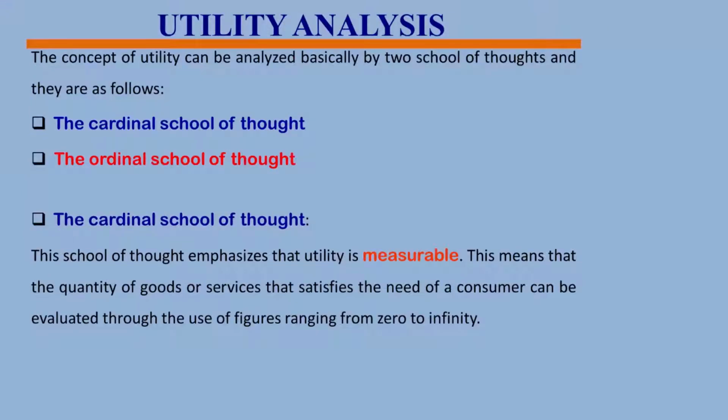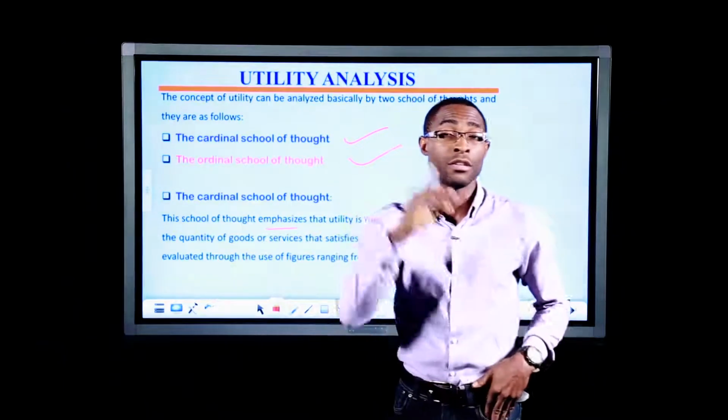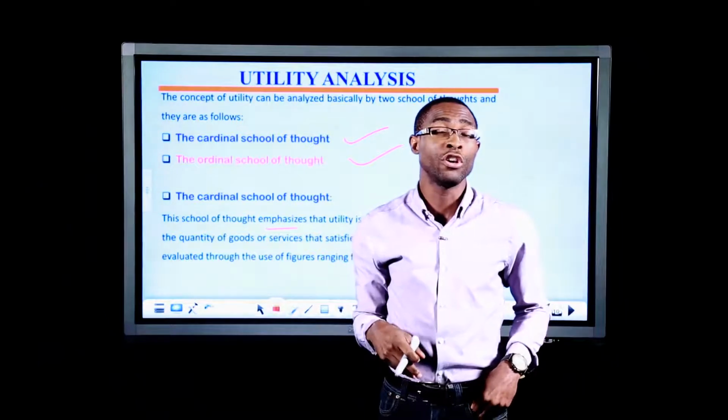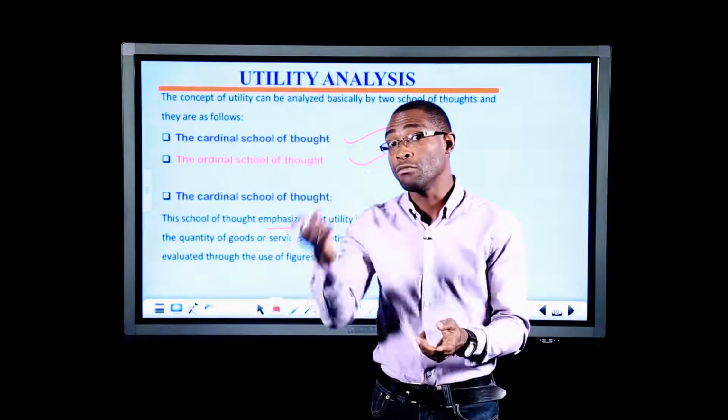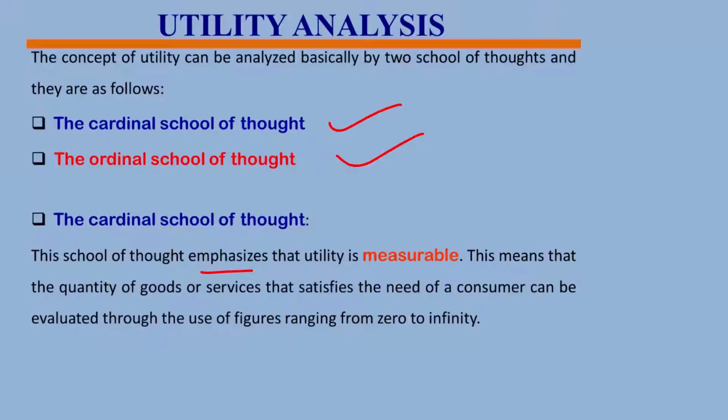Let's continue this class by analyzing utility. The concept of utility can be analyzed basically by two schools of thoughts. These schools of thoughts are the cardinal school of thought and the ordinal school of thought. Let's look at the cardinal school of thought. This school of thought emphasizes that utility is measurable. That means when you drink your glass of water, we could measure the satisfaction you derived from drinking the glass of water. Furthermore, this school of thought tells us that utility can be evaluated through the use of figures ranging from 0 to infinity.